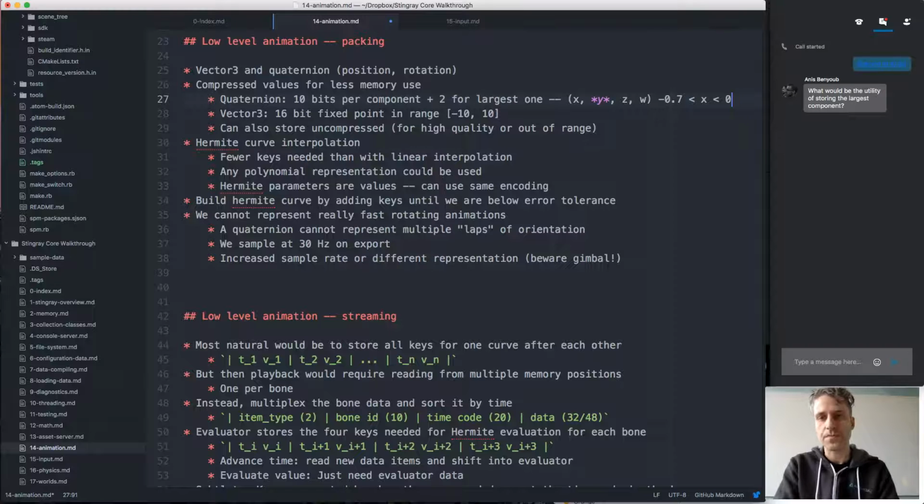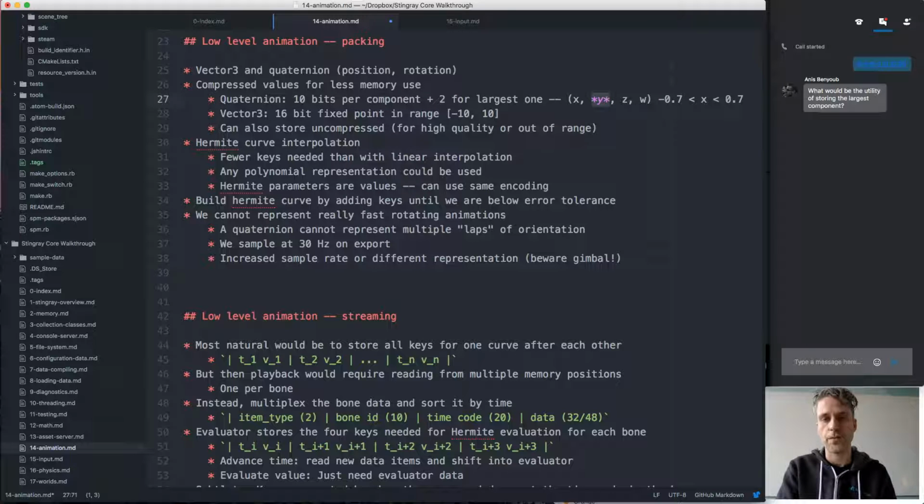So this means that by storing the index of the largest component, instead of storing these 10 bits per component in the range -1 to 1, we can store these 10 bits using a fixed point range of -0.7 to 0.7, which means that we get better precision in storing these values. Using the same number of bits to represent values in a smaller range means we get better precision, which is really nice.